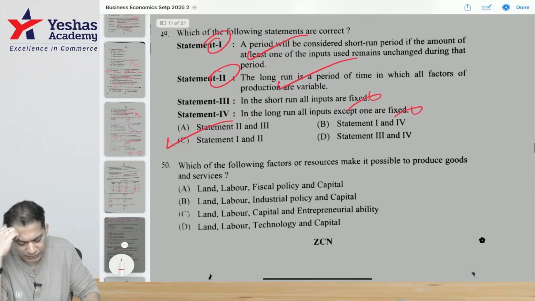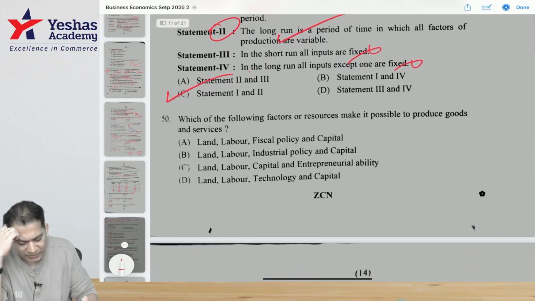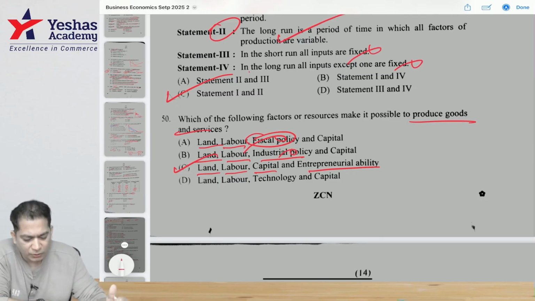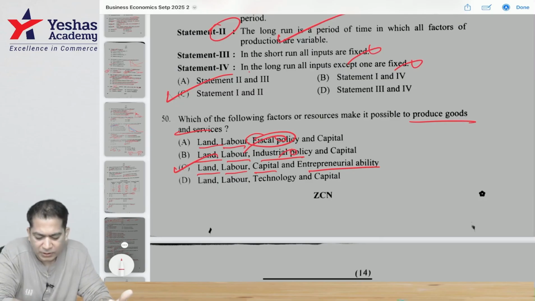So option C. Which of the following factors of resources make it possible to produce goods and services? Land, labor, fiscal policy; land, labor, industrial policy; land, labor, capital, and entrepreneur. You're talking about the business, not government policy or the economy. You're talking about the resources which are needed to produce goods and services and to run a business efficiently.